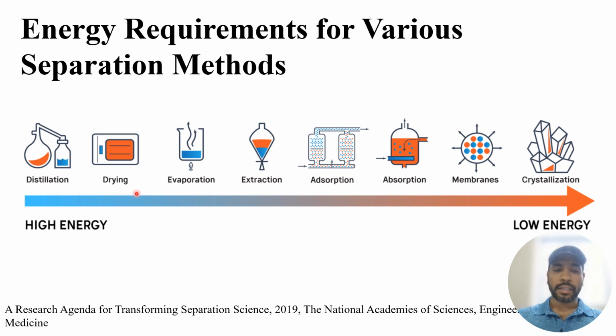And then drying also. Most of the solids are wet in the chemical industries, so those need to be dried. The drying process also requires phase change, meaning the liquid needs to be changed into the gas phase, and then it gets separated from the solid. But the solid itself, the whole thing, needs to be heated up. So as a result, it is the next highest energy required separation method, followed by evaporation.